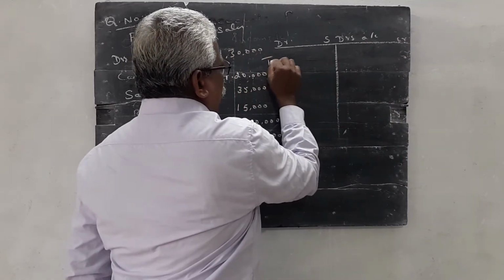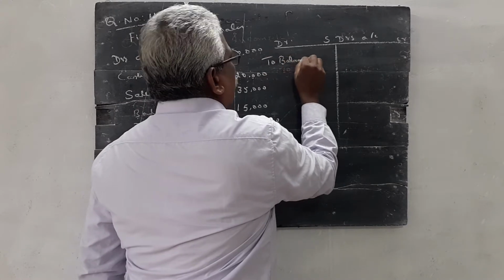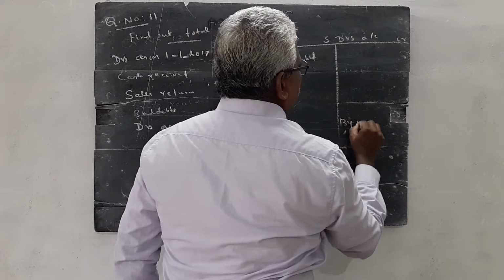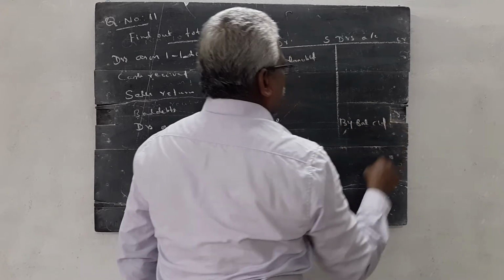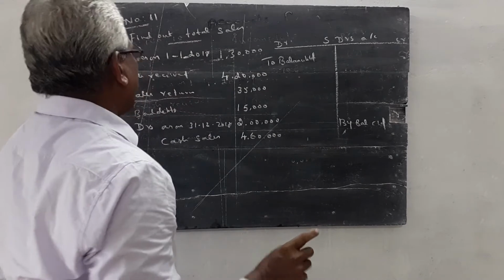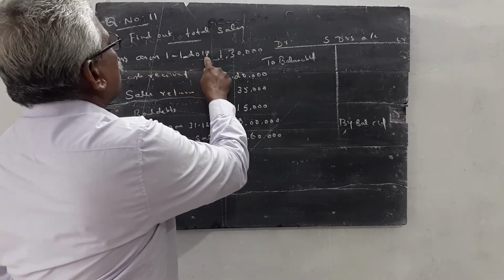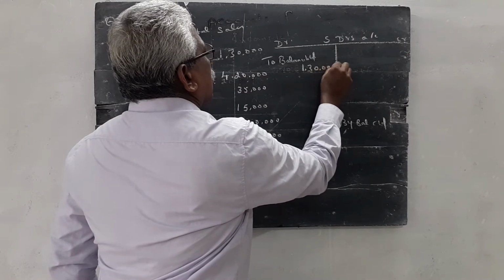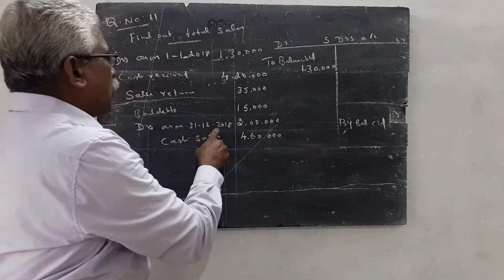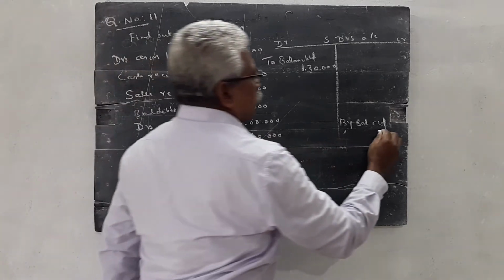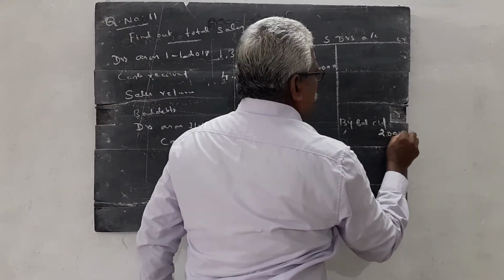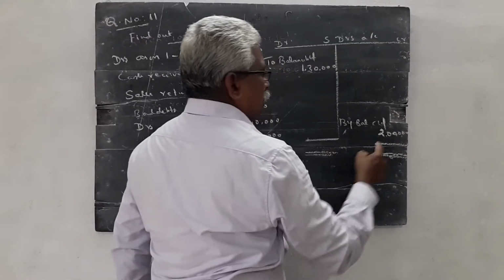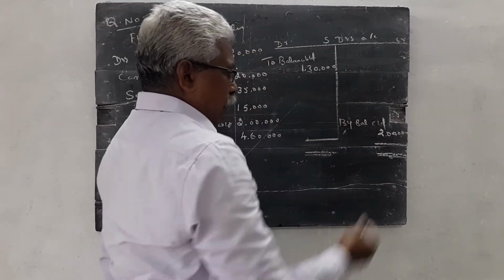First we write the opening balance, to balance brought down, and by balance carried down. This information is entered first. Debtors as on 1/1/2018, 1,30,000. Debtors as on 31/12/2018, the closing, 2 lakh. Draw a single line and after that a double line. Write the total here. Write the remaining information total.